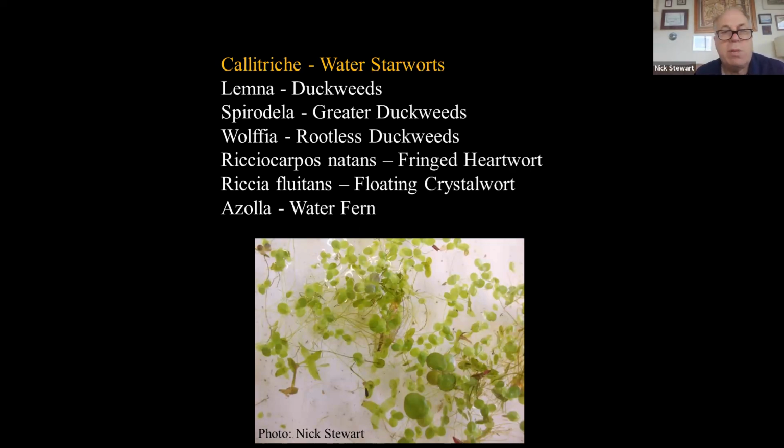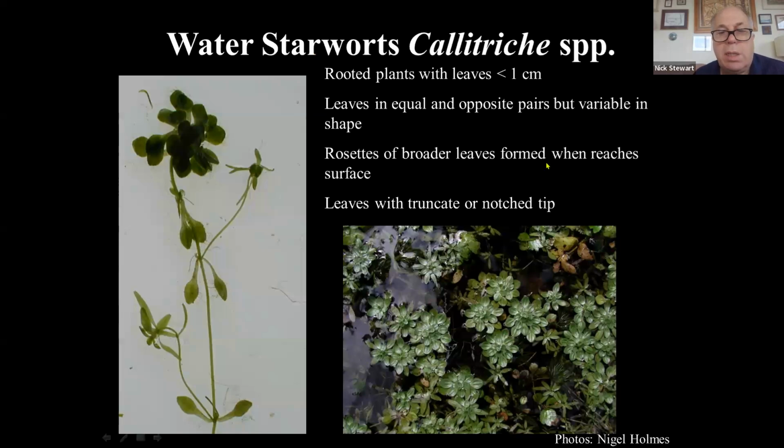There's the water starworts, which are rooted, but all the other ones in this group are free-floating plants that are just floating on the water surface. So to deal with the water starworts first, I won't go into a lot of detail about these because I've covered these in another webinar. But just for separation, they're small-leaved, but they're rooted plants, unlike the other ones we're dealing with in this group.